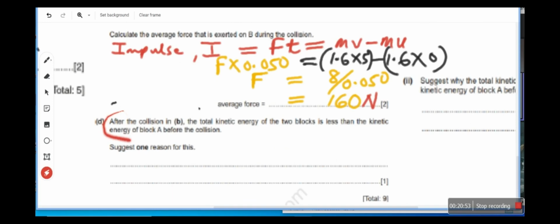Okay, it says after the collision in B, the total kinetic energy of the two blocks is less than the kinetic energy of block A before the collision. Suggest one reason for this. So, Imonia, suggest one reason for this.